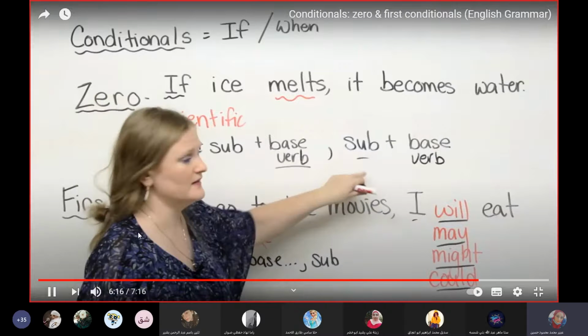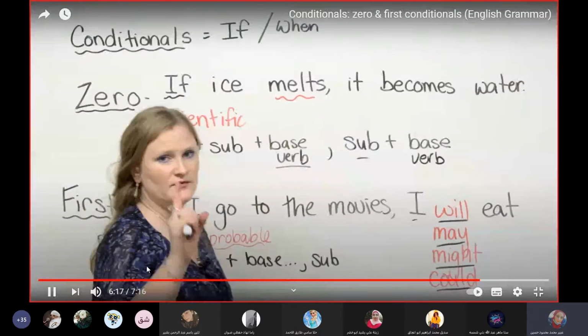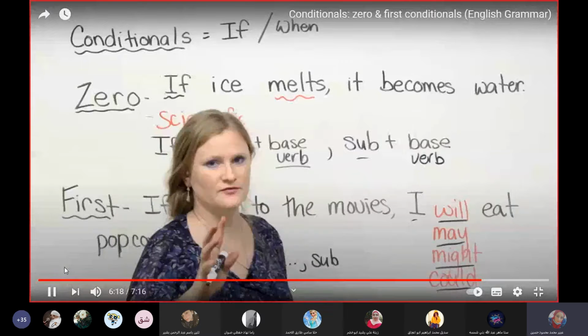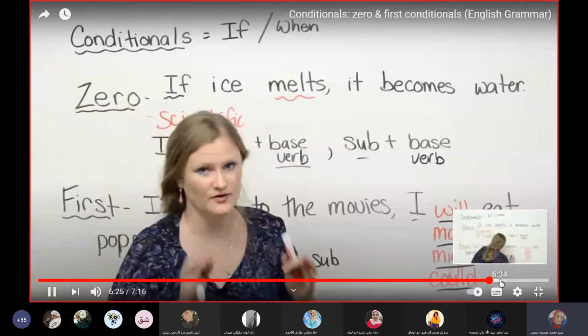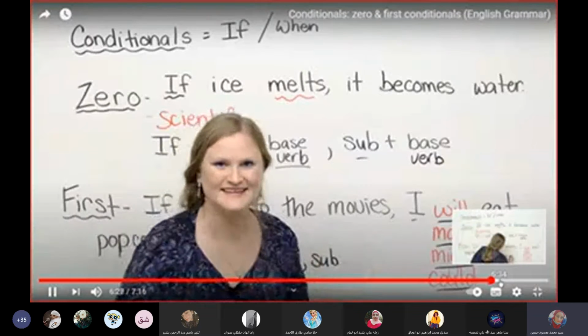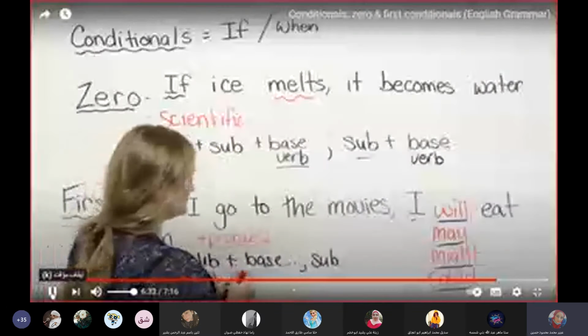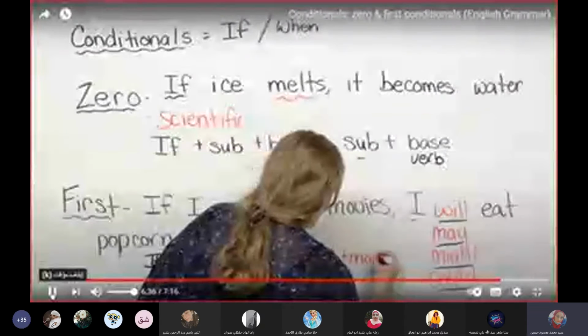Do not use a modal. It's bad. So, the only difference in structure between zero and first conditional is that in the first conditional, you must use a modal. That's it. Yay, it's so easy. Wow, okay. So, if subject plus base, subject plus modal. And we don't even change the verb. It's the same base verb.